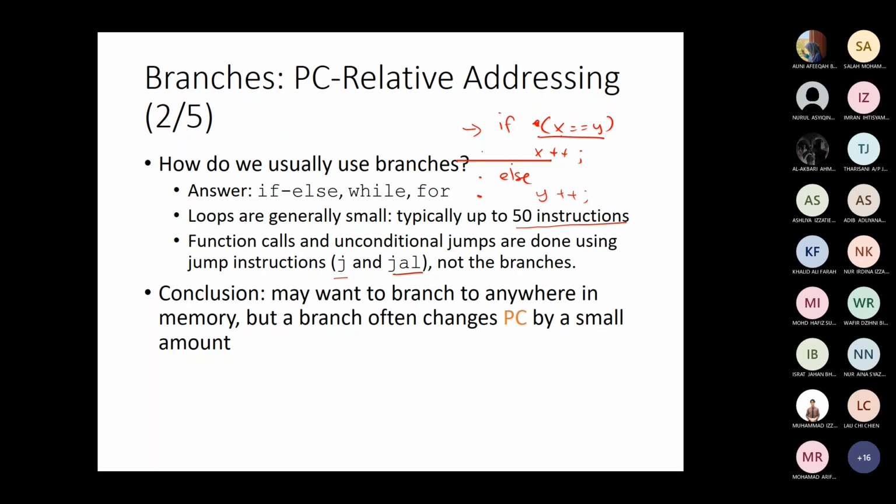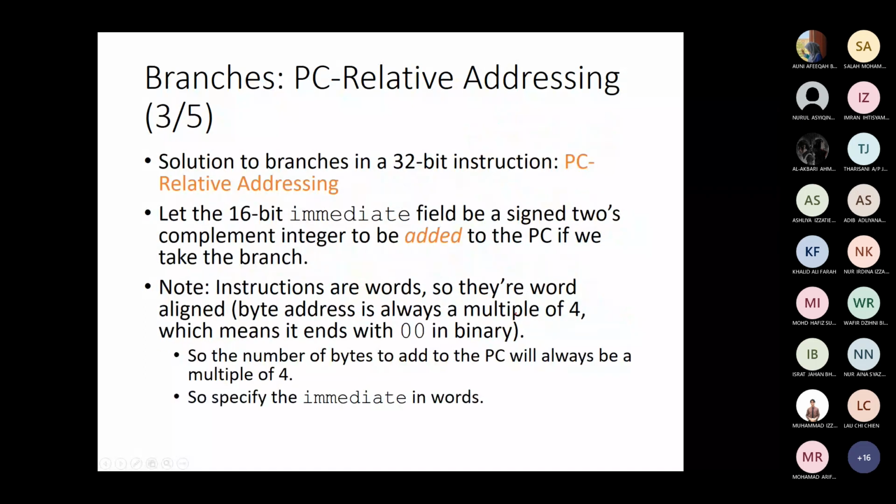So the conclusion: we may want to branch anywhere in memory, but a branch often changes the PC by a small amount. The solution for branches in a 32-bit instruction is to use PC-relative addressing. We let the 16-bit immediate field be a signed 2's complement integer, to be added to the PC if we take the branch.